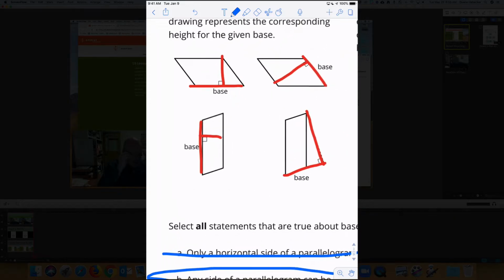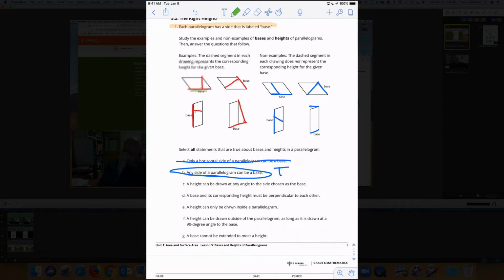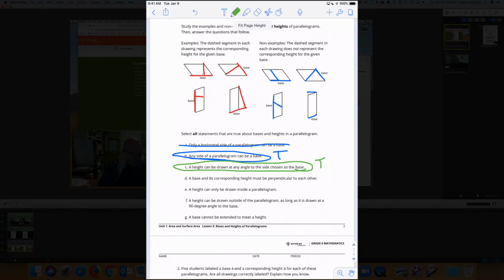And here's why. Here's our examples. They really did their best to try and show that you can have a base on any of the sides of the parallelogram. They're really trying to show you the variety of ways of thinking about it. So this is a true statement. Then D, a base and its corresponding height must be perpendicular to each other. Now here's the beauty of it.